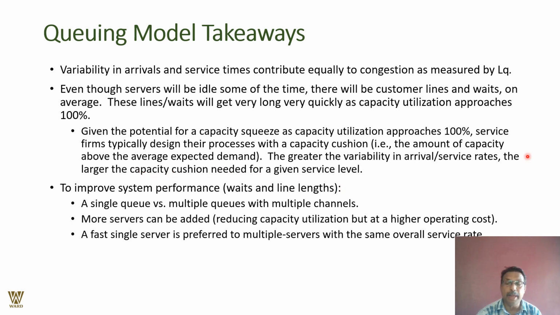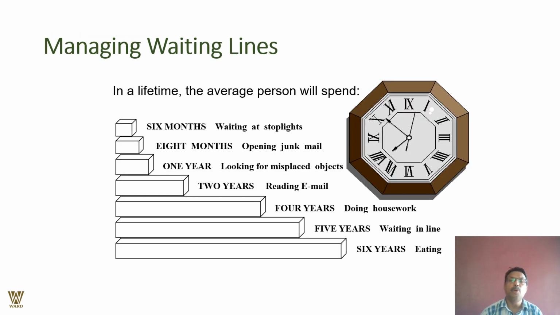You have a waiting area probably. To improve the system's performance, waiting and line length, consider a single queue versus multiple queues with multiple channels. More servers can be added to reduce capacity utilization, but at a higher operating cost. A fast single server is preferred to multiple servers with the same overall service rate. Now, what are we looking into?